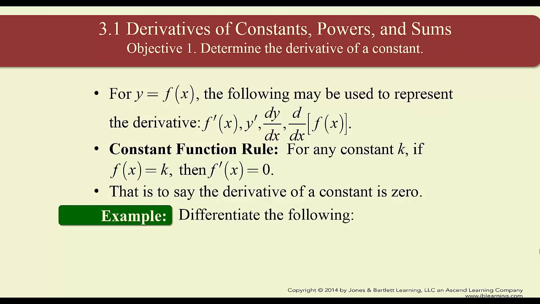And here in the first example, we're going to differentiate the following. F of x equals 12, and in part B, g of x equals 5 times the 6th root of 4. So at this time, I'm going to head off to the chalkboard and work out the solution to this example.